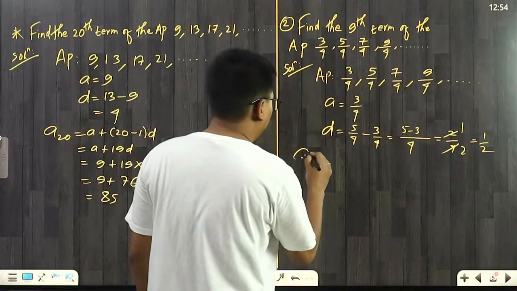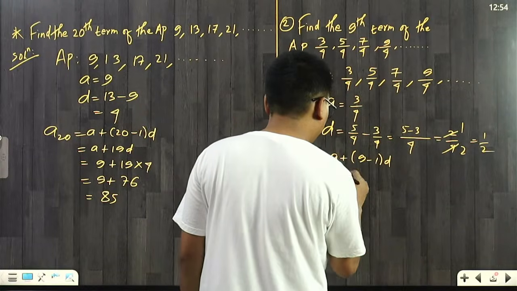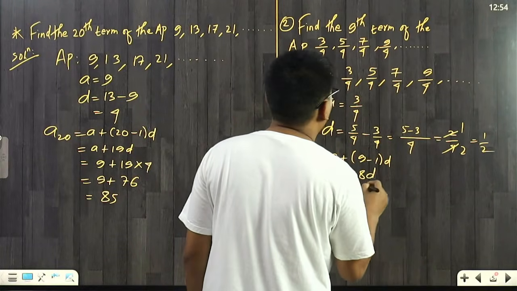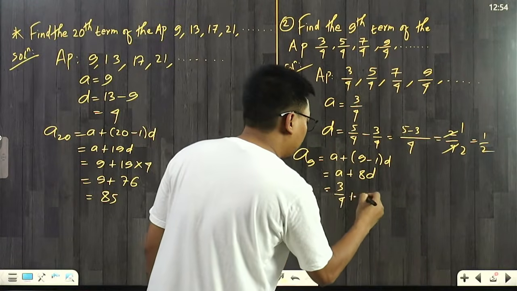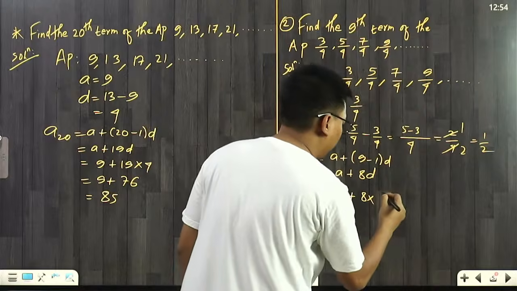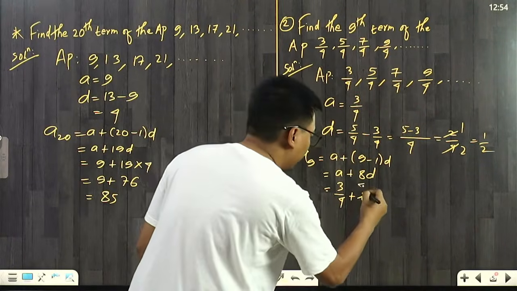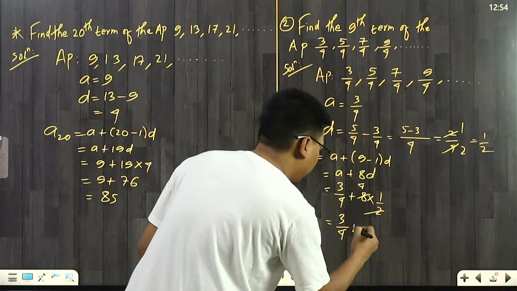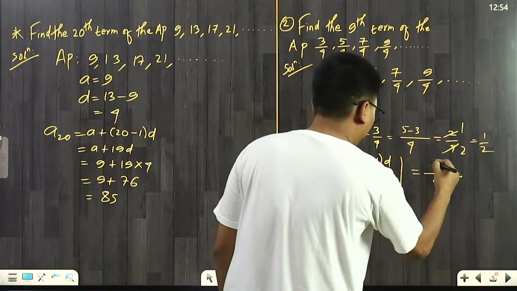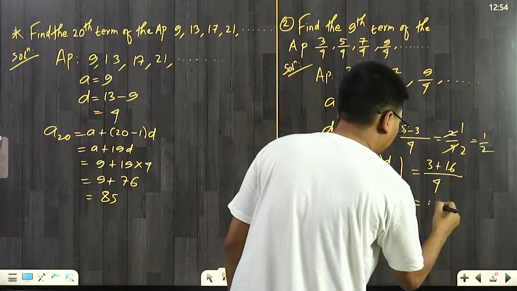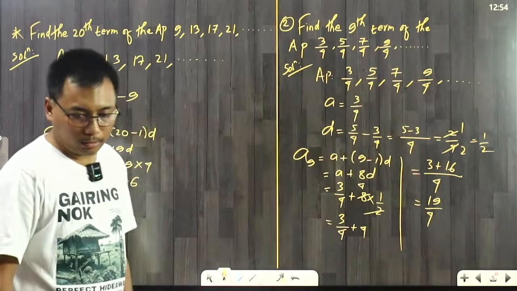A is 3 by 4, D is 1 by 2. Now let's check the ninth term, A9, which will be A plus 9 minus 1 D, so A plus 8D. A is 3 by 4, plus 8 into D. D is 1 by 2, so 8 into 1 by 2 is 4. So we'll get 3 by 4 plus 4, which is equal to 3 plus 16 by 4, so 19 by 4.